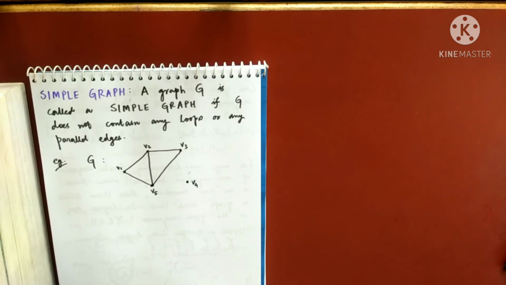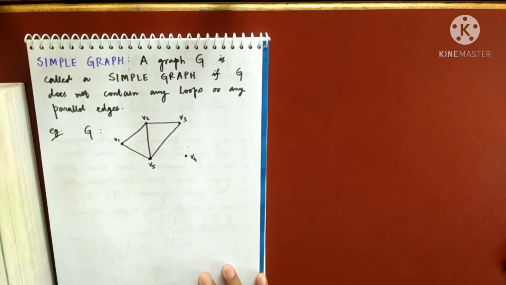That is a different thing. So the answer will be no. I'll give you the counter example a bit later, but the answer is no. Given any finite non-decreasing sequence whose sum is an even number, there may not exist a simple graph. We'll do that a bit later. Okay.